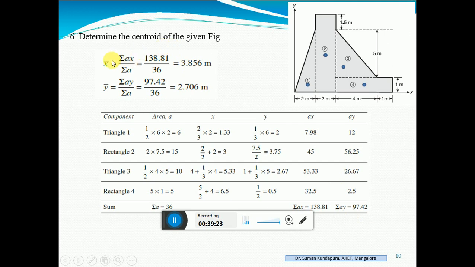Find out what is the x bar and y bar for each one. Substitute the respective values here. Sum up all the areas, substitute it here, 36 meter square. Okay, you will get x bar component and y bar component.